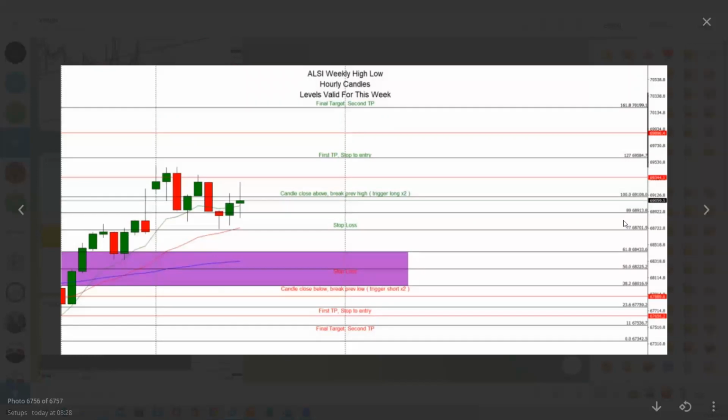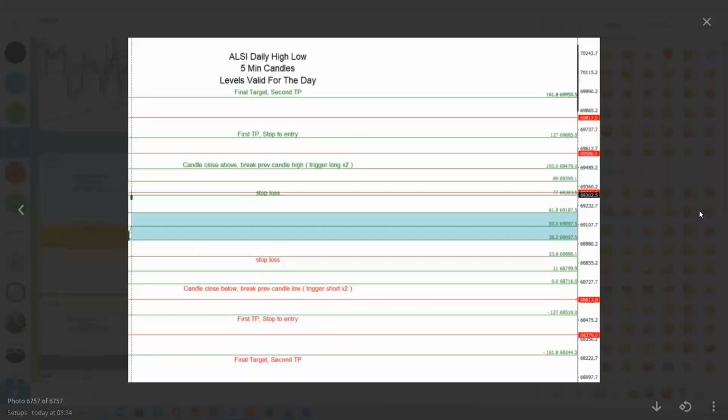The Aussie weekly high-low currently between levels of 89 and 100. We haven't got that trigger long just quite yet, so we're still waiting for that candle close above the 100 level, break previous candle high to aim for the 127 first TP, 161.8 second TP, and stop loss being at 77. Remember, guys, same rules apply with the red lines.